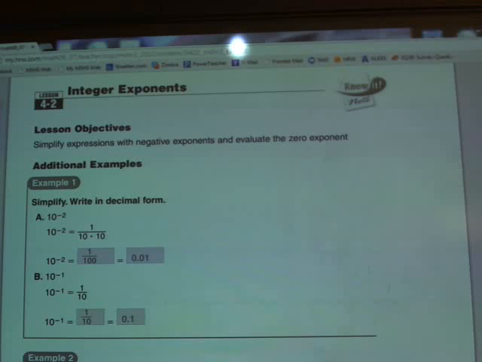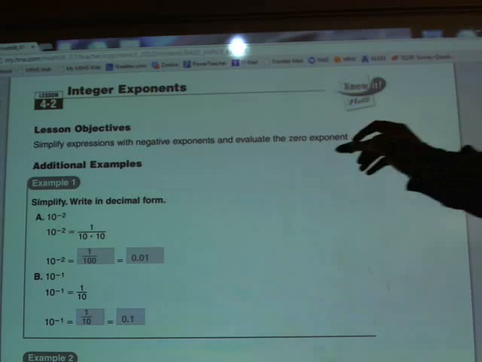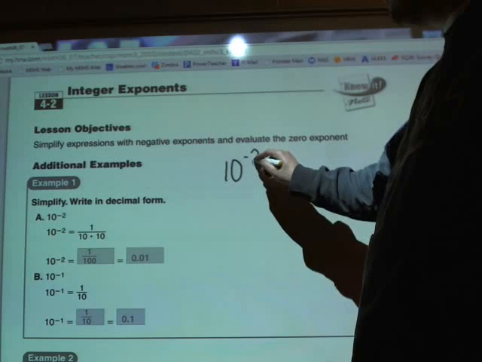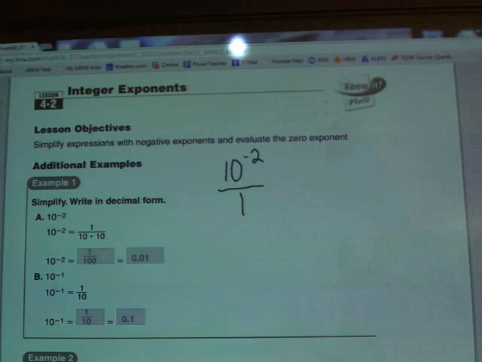So in the first one, we have 10 to the negative second, and we're supposed to simplify and write in decimal form. What you're going to want to do when you have a question with a negative exponent is write it as a fraction. So I'm going to write it as 10 to the negative second over 1. What you're going to do is isolate the part that has the negative exponent and flip it to the other side of the fraction. And if that leaves something vacant, which it will most times, you're going to fill in that vacancy with a 1.